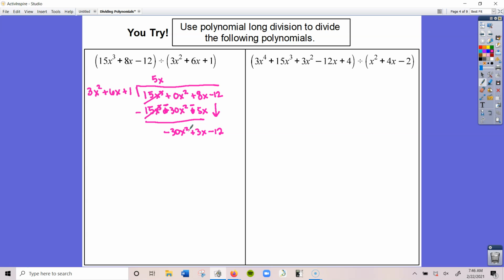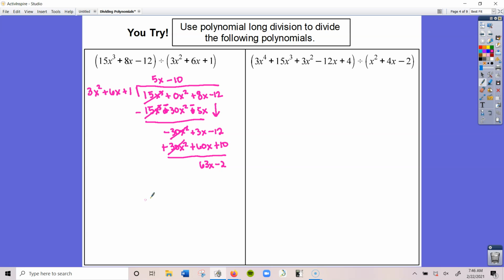In order to get negative 30x squared, we need to multiply 3x squared by negative 10. So now I'm going to distribute the negative 10, which is negative 30x squared minus 60x minus 10. Switch all the signs. My first terms cancel. 3x plus 60x is 63x. And negative 12 plus 10 is negative 2.